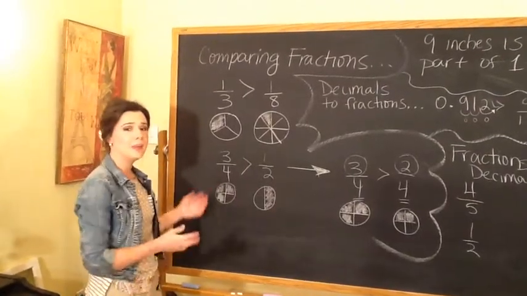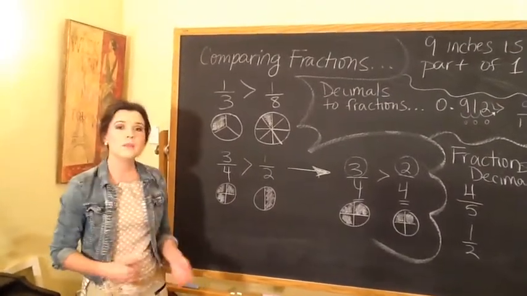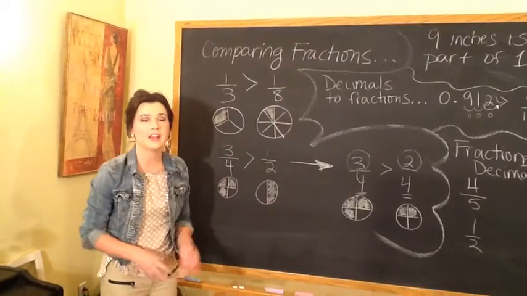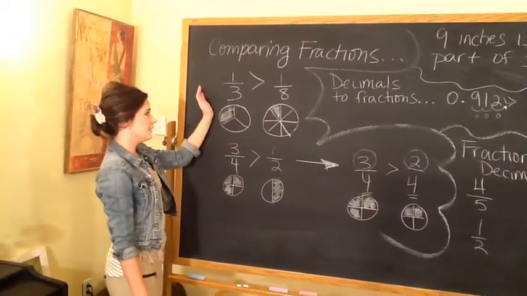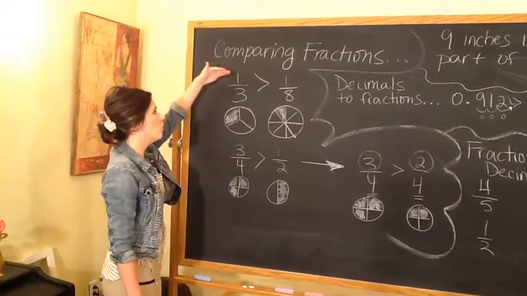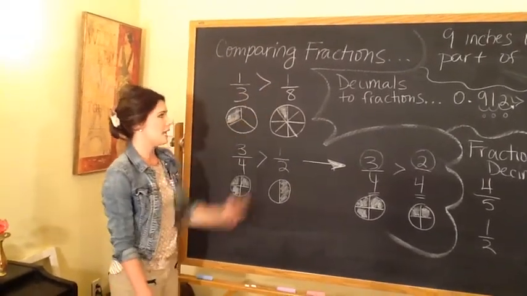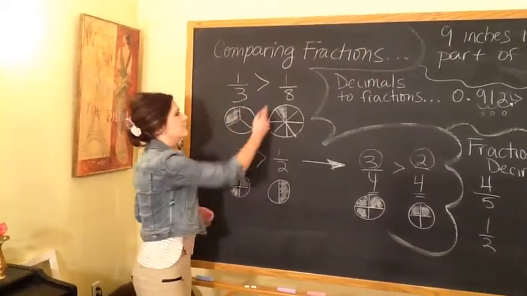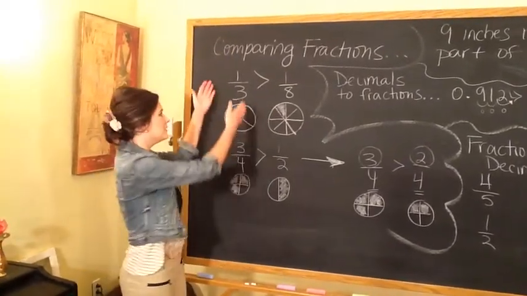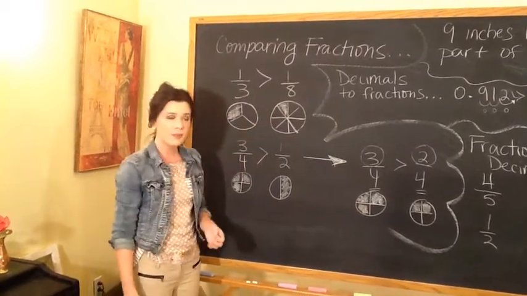Alright, now we're going to go ahead and look at comparing fractions. So if we're comparing fractions, basically we're saying greater than, less than, equal to, all of that stuff. So let's go ahead and look at this first example that I set up. I set up 1/3 and 1/8. Now, this one, they're not separated into the same denominator, so we don't know how many pieces this one is in comparison to this one.